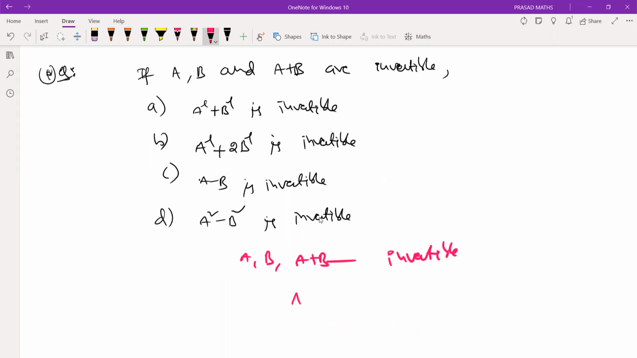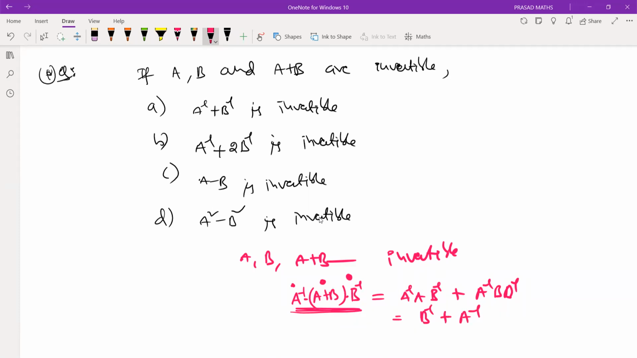Just go through it. Pre-multiply A plus B with A inverse, and post-multiply with B inverse. This is also invertible, because this is invertible, this is invertible, this is invertible. So the product of three invertible matrices is always invertible. Again, matrix multiplication is distributive over addition. Therefore, this can be written as A inverse A, B inverse, A inverse B, B inverse. Therefore, what are you getting? This is nothing but B inverse. This is nothing but A inverse. Therefore, this is invertible.